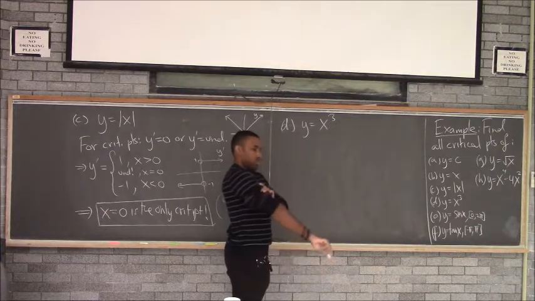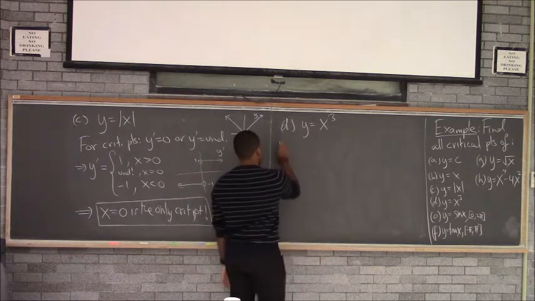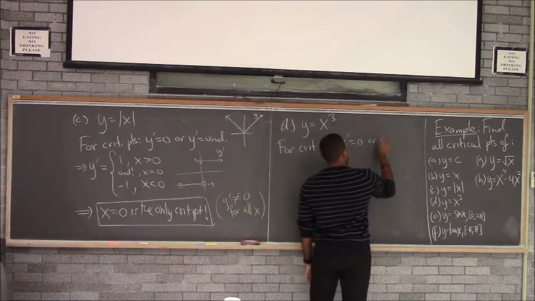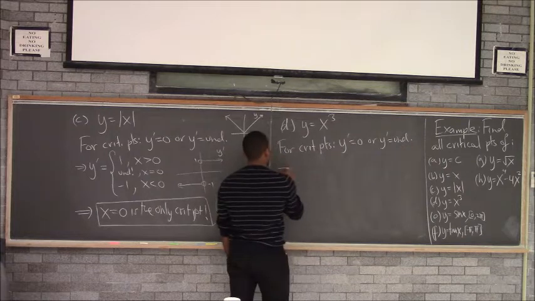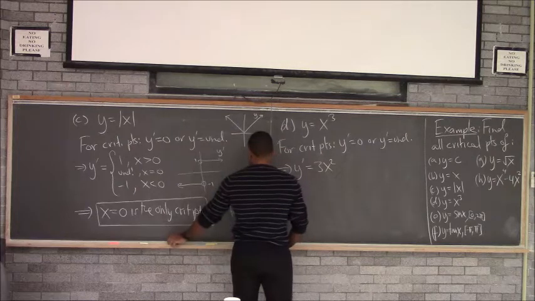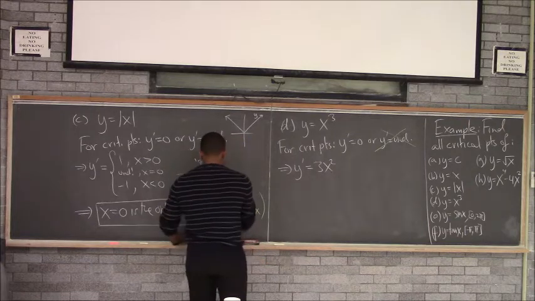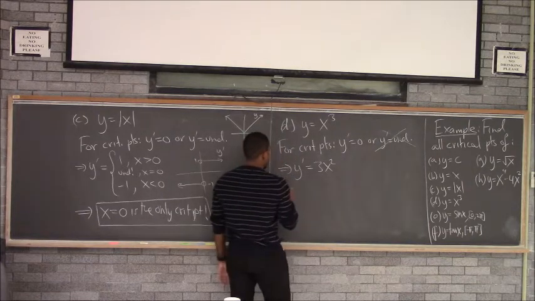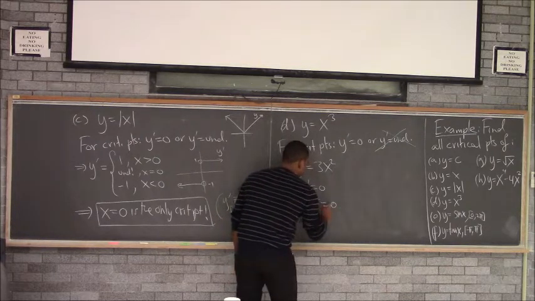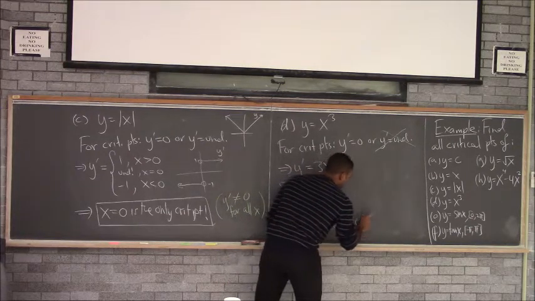For critical points, what do you do? Set Y prime equals 0 or undefined. Now, what is Y prime here? 3x squared. Notice it's never undefined, so I don't have to worry about that. 3x squared is a polynomial, that's always defined, it's always continuous. So now what I'm going to do is set Y prime equals 0. This means 3x squared equals 0, and this means x equals 0.